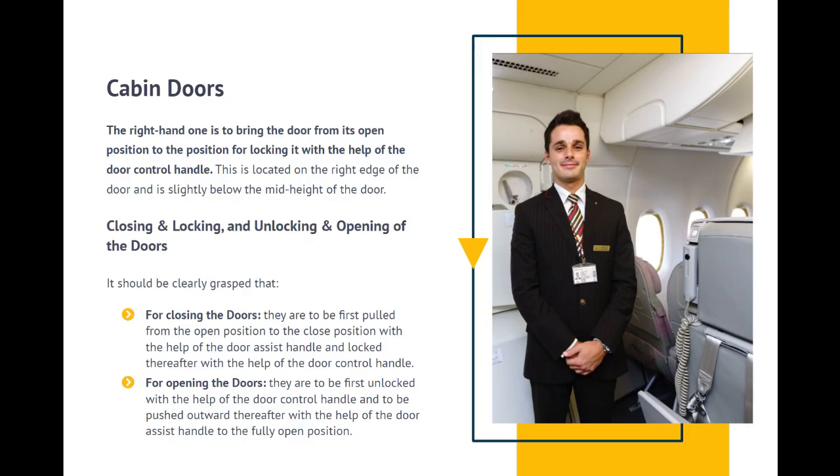Closing and locking and unlocking and opening of the doors. It should be clearly grasped that for closing the doors, they are to be first pulled from the open position to the close position with the help of the door assist handle and locked thereafter with the help of the door control handle. For opening the doors, they are to be first unlocked with the help of the door control handle and to be pushed out thereafter with the help of the door assist handle to the fully open position.